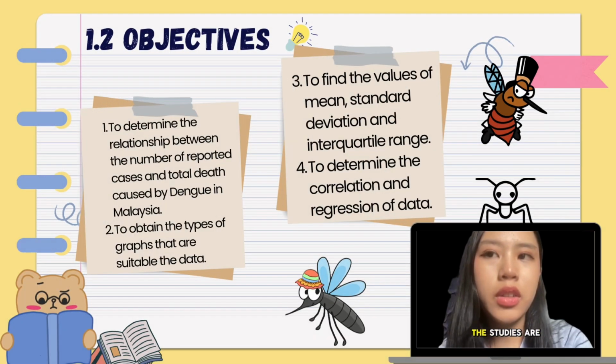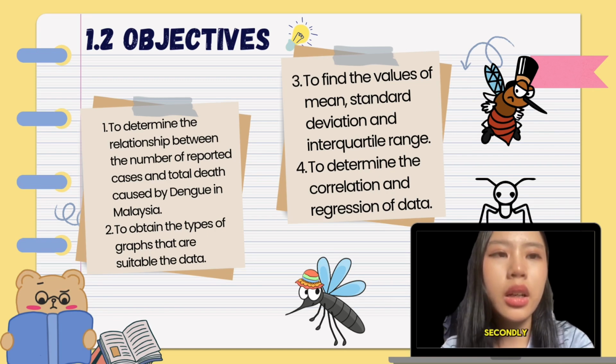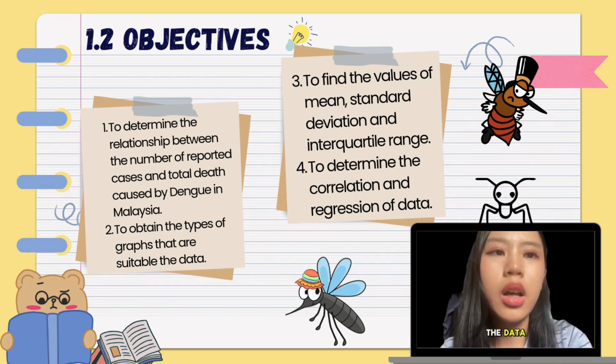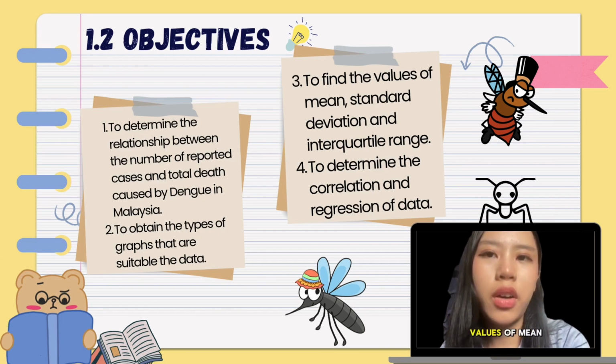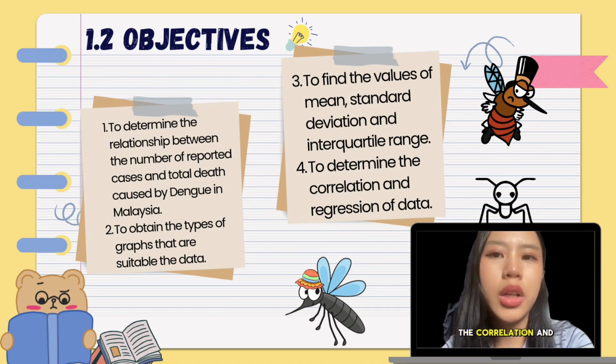The objectives of the study are, first, to determine the relationship between the number of reported cases and total deaths caused by dengue in Malaysia. Secondly, to obtain the types of graphs that are suitable for the data. Thirdly, to find the values of mean, standard deviation, and interquartile range. Fourth, to determine the correlation and regression of the data.